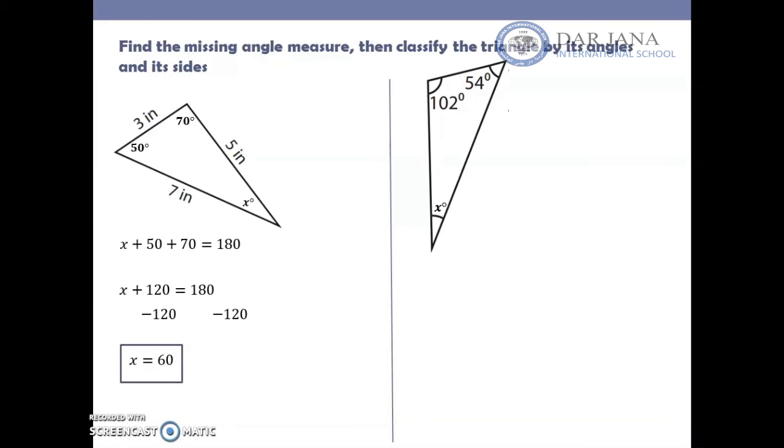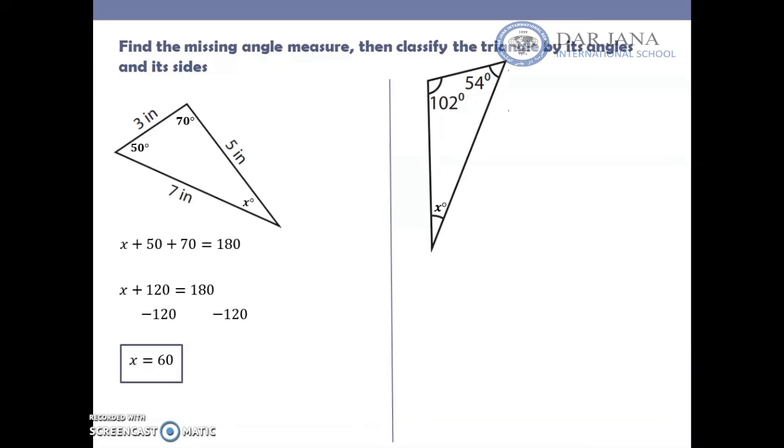Now I need to classify the triangle by angles and by sides. By angles, I need to look at it. You have 50 degrees, 70 degrees and 60 degrees. So all of them are acute. So this means that this is an acute triangle. If we look at the sides, we see that also you have no congruent sides.